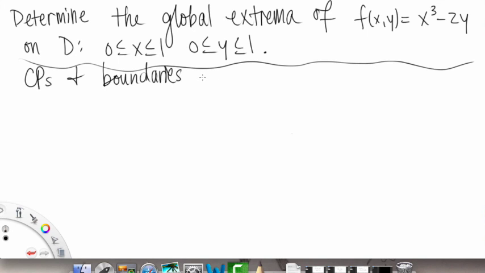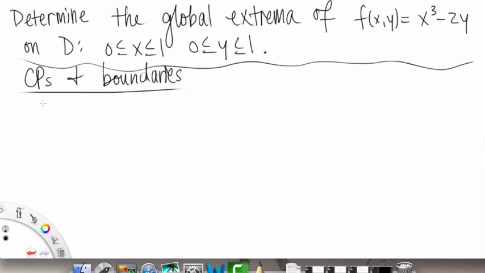And we're going to plug both of those, whatever we find, into the function to find the global maximum and the global minimum, if there are one, or if there are some. So we're going to find both of those. All right, so first of all, let's try to find the critical points.